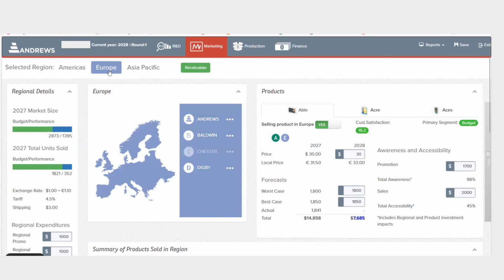and you can see there's a difference between the price that you are offering and the local price, and this is influenced by the exchange rate. You can see we have reduced the price compared to what we had in the previous round to 29, because we do not want to increase the price by a bigger margin, because that is going to affect the demand negatively. At the same time, you can see the promo budget we have increased to 2000, sales budget we have increased to 2500, and we are estimating that we are going to sell about 1800. That is the worst case, and best case we are going to have about 1850.